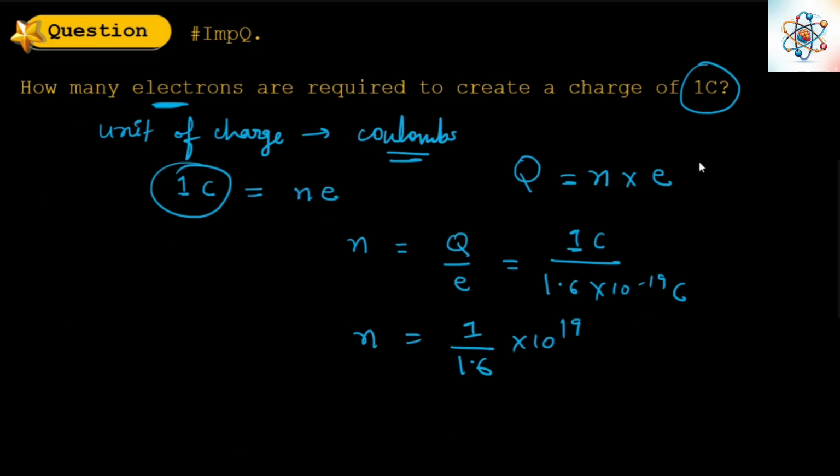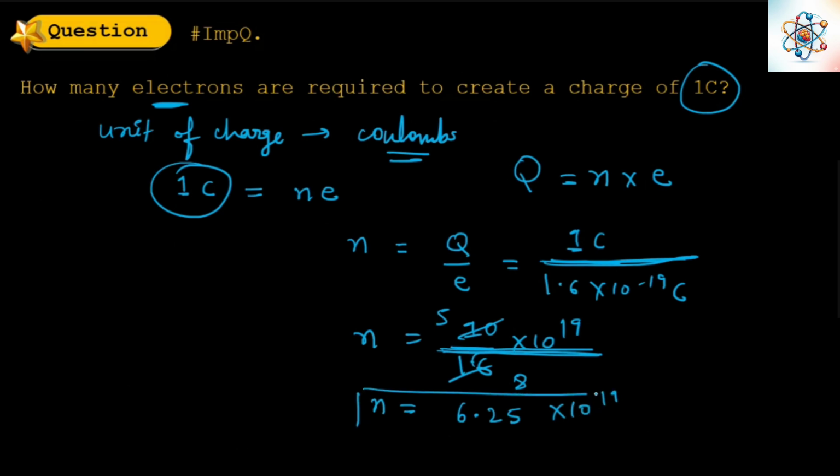You must know this step, right? I don't understand. You don't understand? I guess you must know this step. This 10 to the power minus 19 is in the denominator. So when it goes up to the numerator, what is the basic property of exponents? The negative becomes positive. So N can be written as 10 to the power 19 by 1.6. If you solve it, we'll get 6.25 into 10 to the power 19.